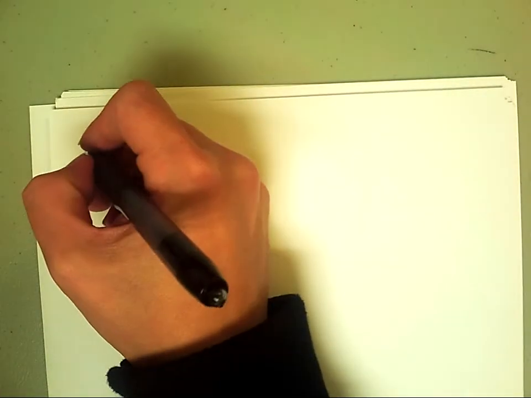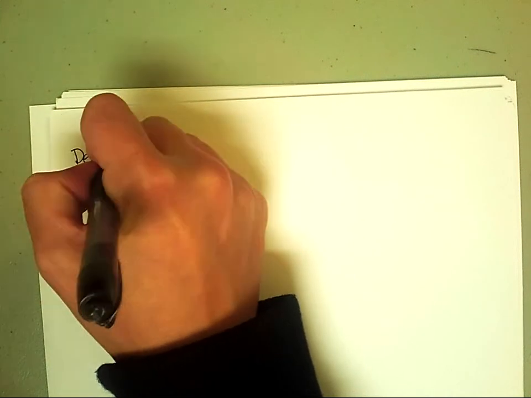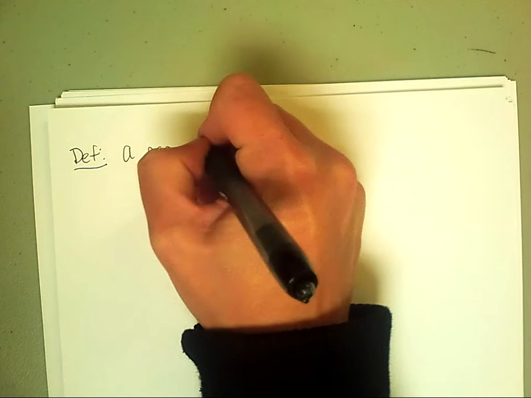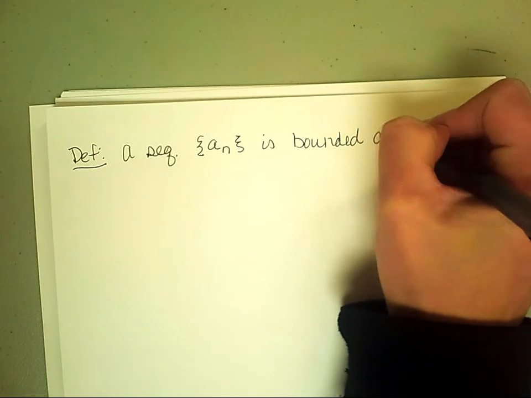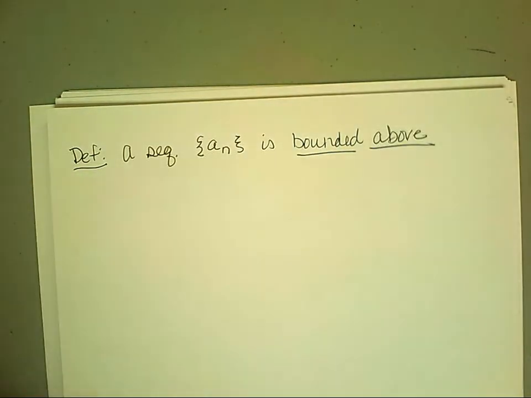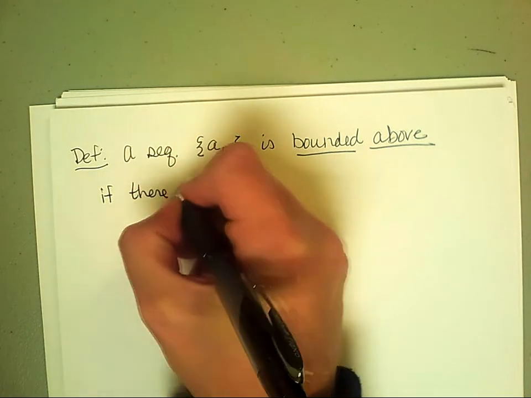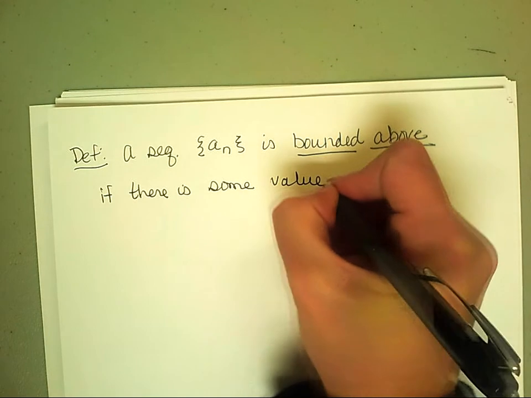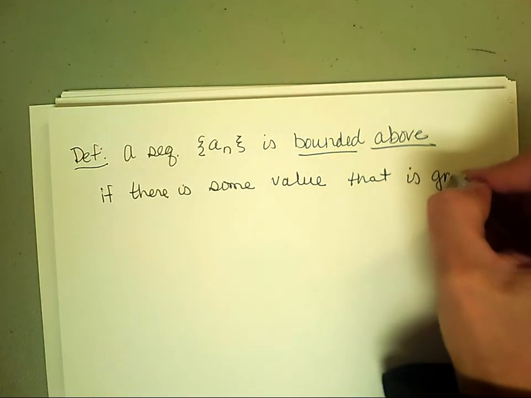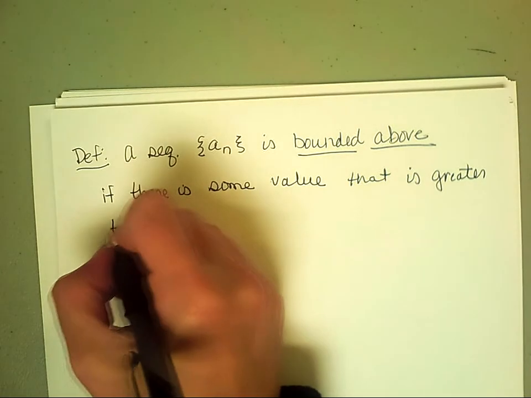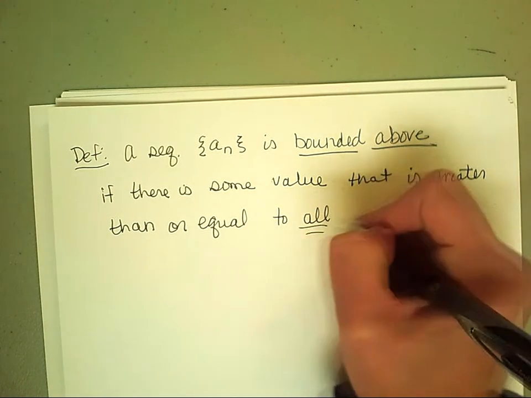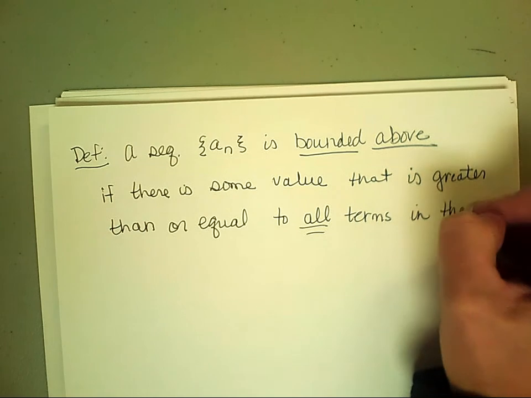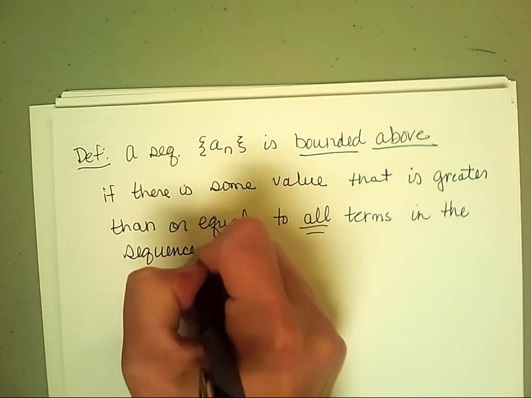And let's officially define what boundedness is. A sequence, remember we'll call it a sub n, is bounded above if there is some value that is greater than or equal, let's include that, to all terms in the sequence.